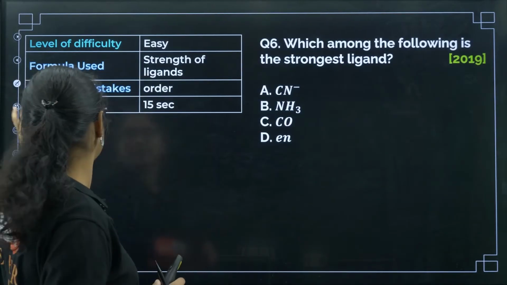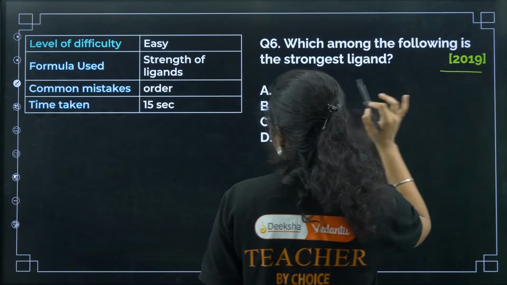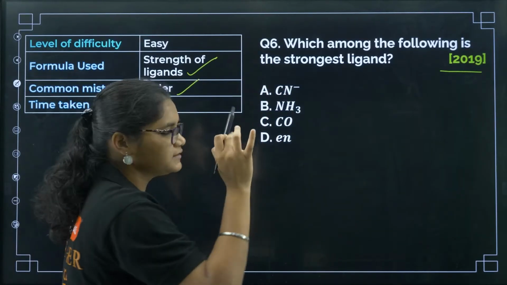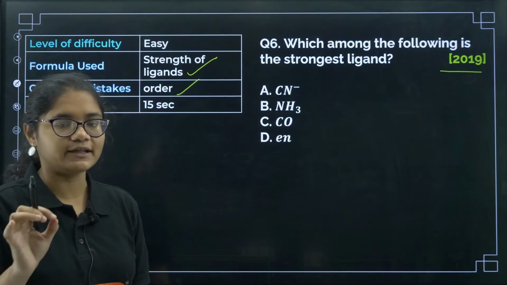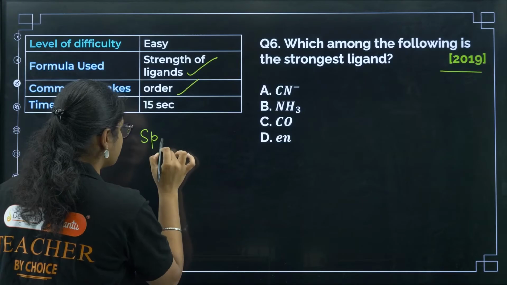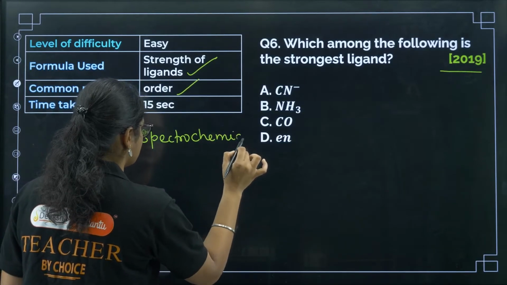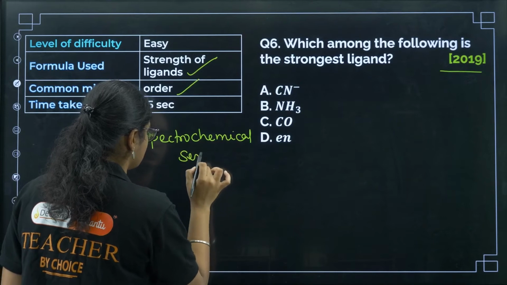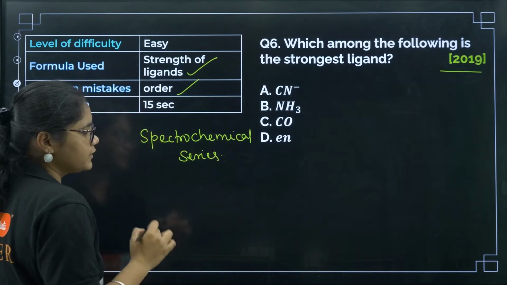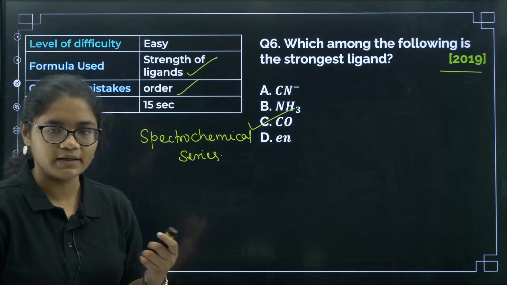Which among the following is the strongest ligand? This is also a very easy question, provided you have remembered the order of the ligands, the strength of the ligands, that is the spectrochemical series. So you must remember the spectrochemical series. Here, if you know CO is the strongest ligand, so the correct answer is option number C.